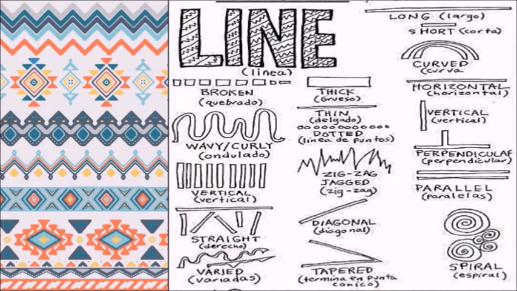Can you see all these different types of lines here? They are long, short, curved, horizontal, vertical, thick, linear, broken, wavy, straight, diagonals, tapered, dotted, spiraled and parallel lines. Okay, through lines we are going to study still life.